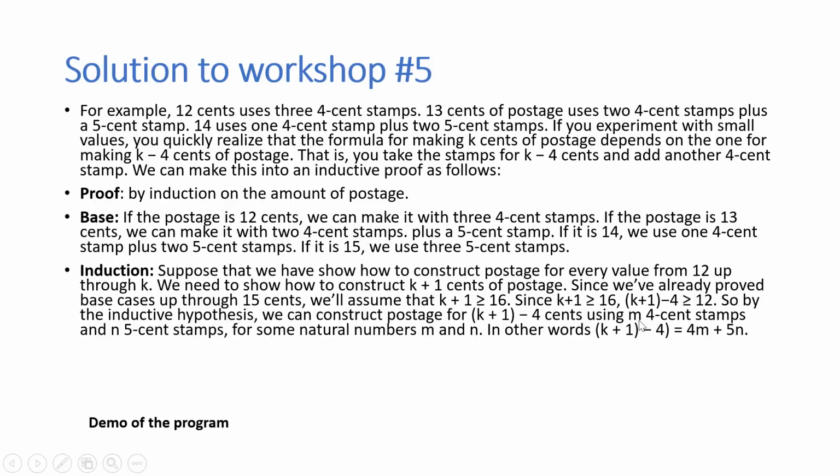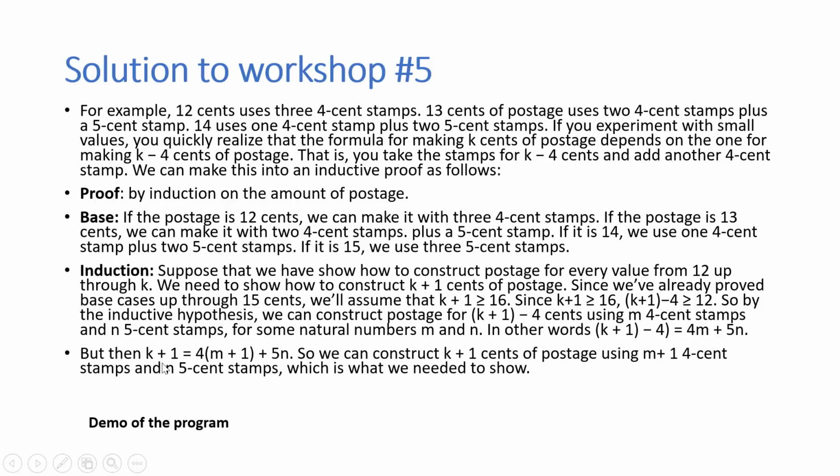So let's assume that given any k, we would be able to do that. In other words, k plus 1 minus 4 is going to be M 4-cent stamps and N 5-cent stamps. But then k plus 1 is 4 times (M plus 1) plus 5N based on this formula here. This means we can construct k plus 1 cents of postage using M plus 1 4-cent stamps and N 5-cent stamps, which is what we want to show indeed.